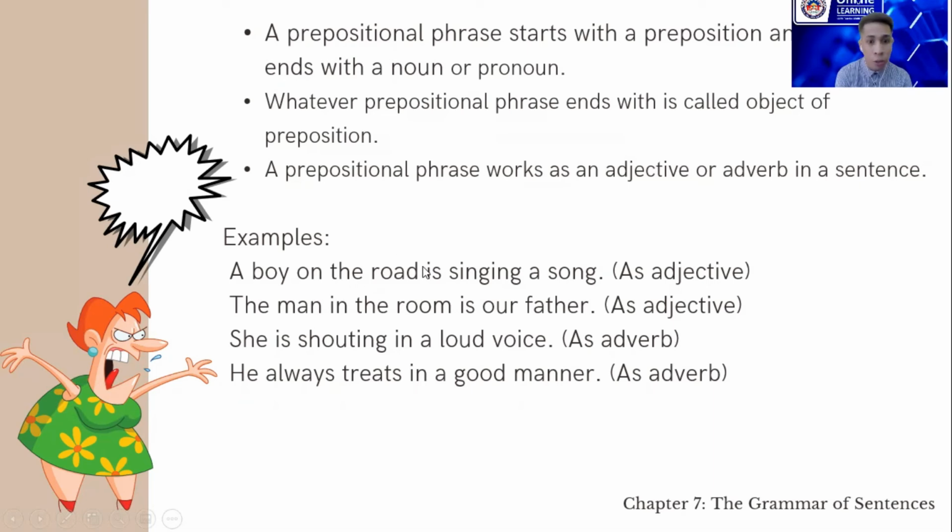So on the road. Road is in this area, this one acts as a noun. So this one is correct. On the road. Next, the man in the room is our father. So the preposition here is in and the room.